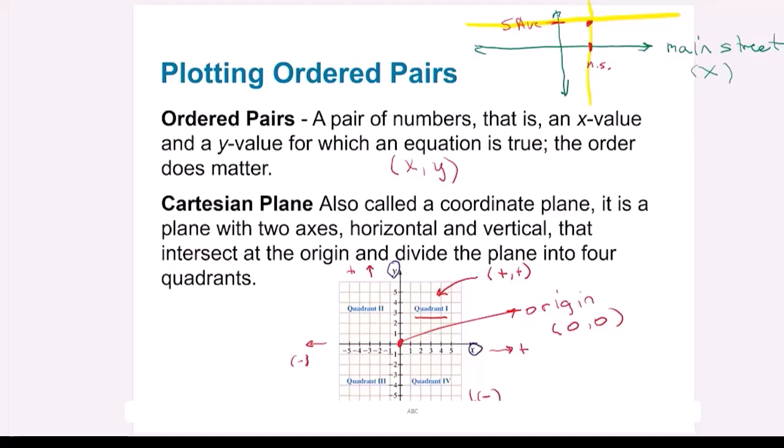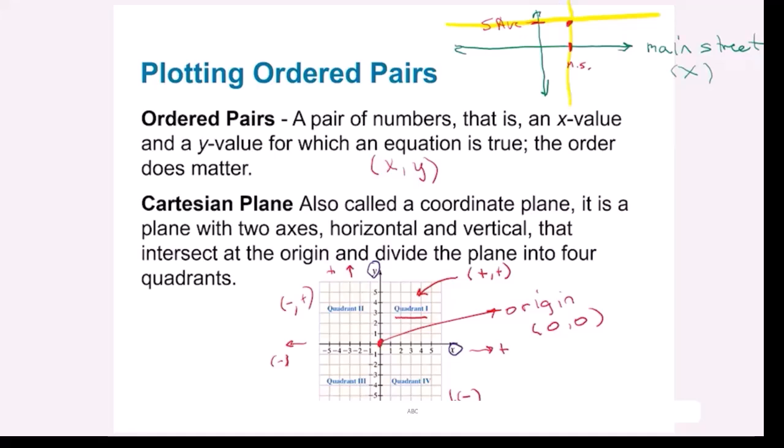If I start at the origin and go to the left, then the x value is negative. And here in quadrant 2, we can see that our x value is negative, but our y value is above the x-axis, which makes it positive. And in quadrant 3, they're both negative. And in quadrant 4, the x value is positive, but the y value is negative.